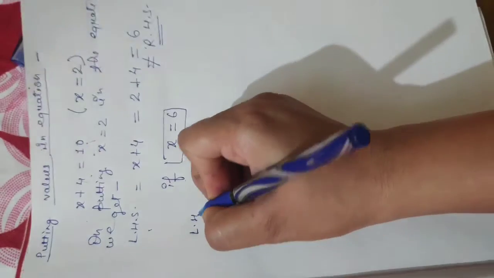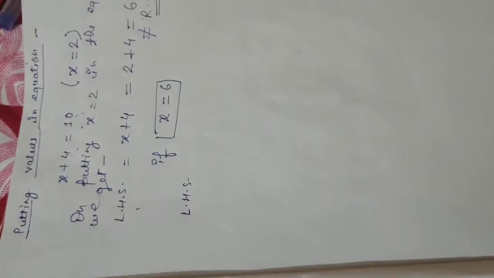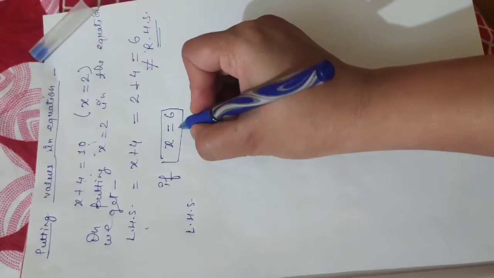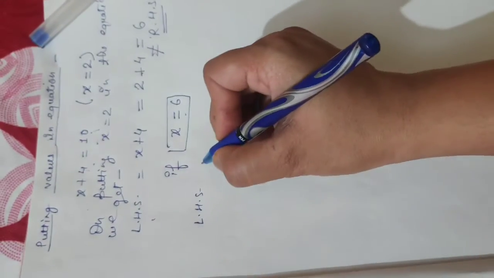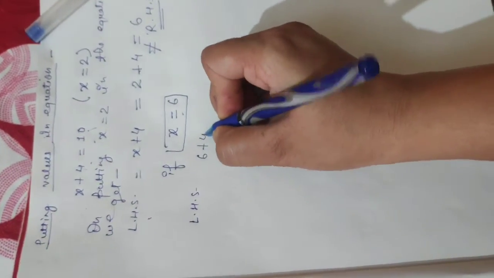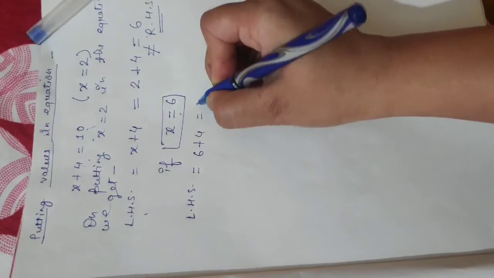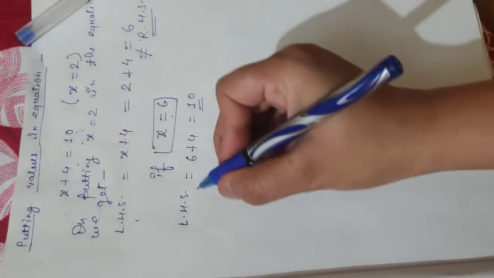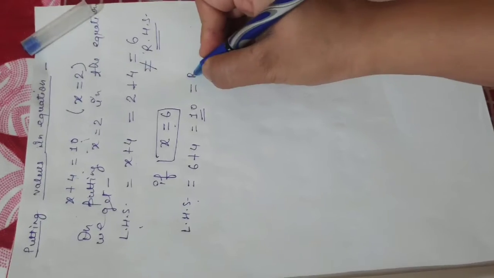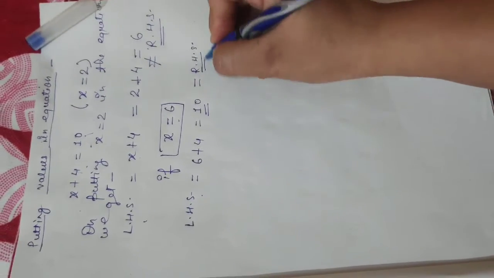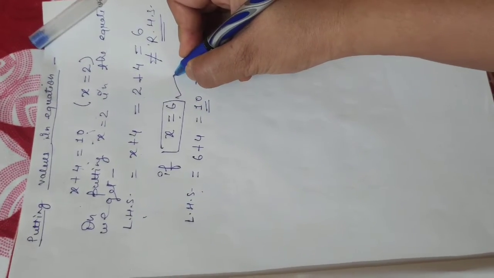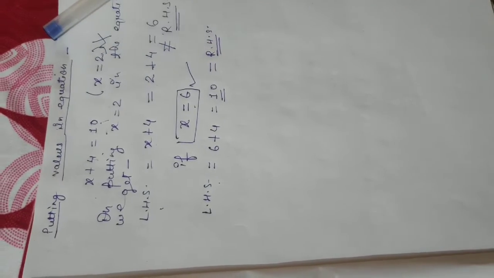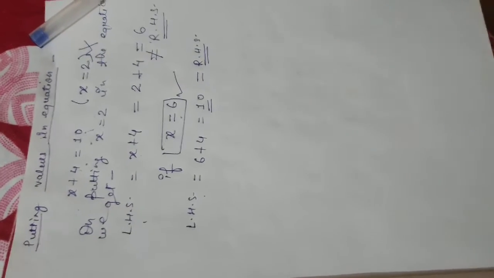But if it is given to put x equals 6 in the equation, what will you get in the left hand side? Students, if you put x equals 6 in this equation, you will get 6 plus 4 is equal to 10. And clearly at x equals 6 the left hand side is equal to the RHS. That means x equals 6 is a solution of the equation, but x equals 2 is not a solution of the equation. Okay.